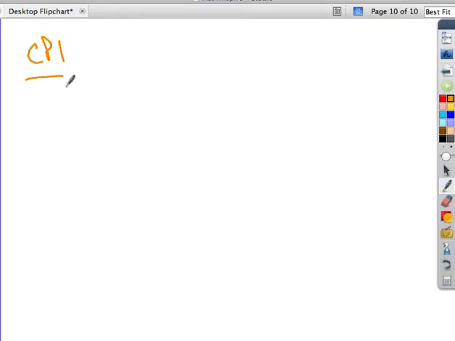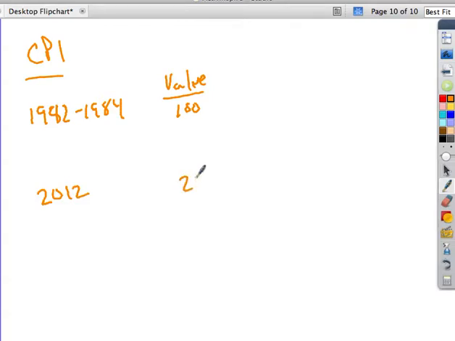The CPI data, 1982 to 1984, the CPI value was 100. And so that's our base year. The average of those was 100. If we're looking at today's values, 2012, I think we're around 235 or so. One thing we can say is, what's been the rate of inflation from 1984 to 2012? Since we're relating it back to the base year, we can subtract. And so we can say that prices have gone up 135% since then.